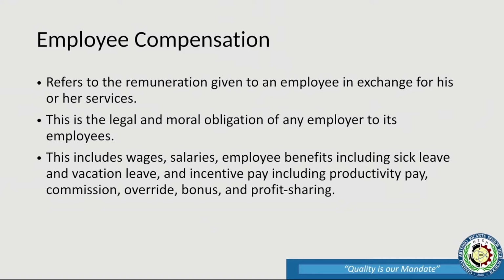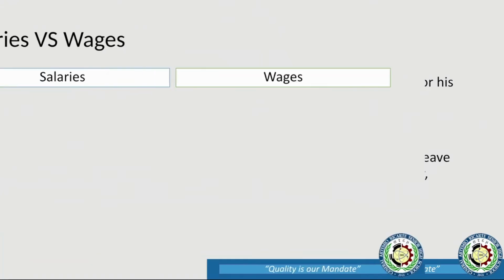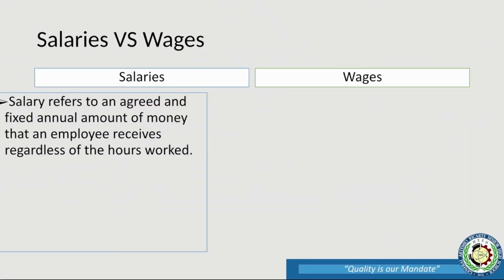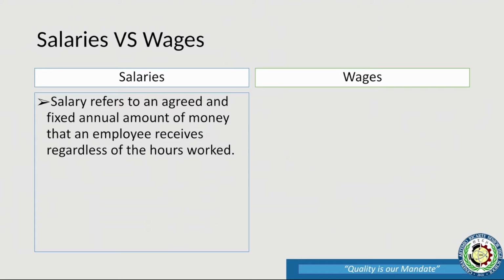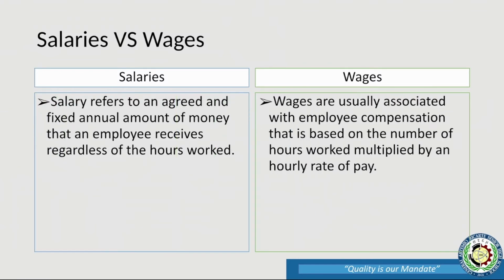So let's move to classify or differentiate salaries and wages. When we say salary, it refers to an agreed and fixed annual amount of money that an employee receives regardless of their work, while wages are usually associated with employee compensation that is based on the number of hours worked multiplied by the hourly rate of pay.